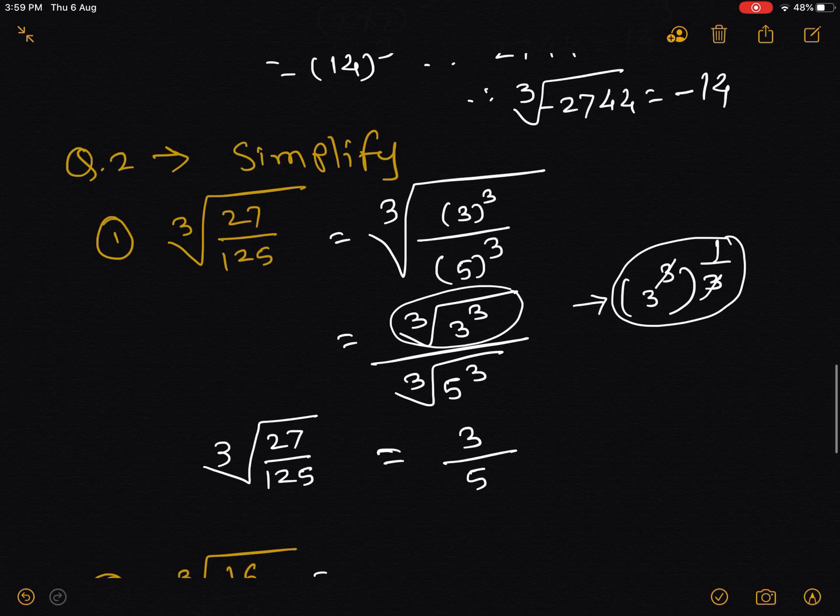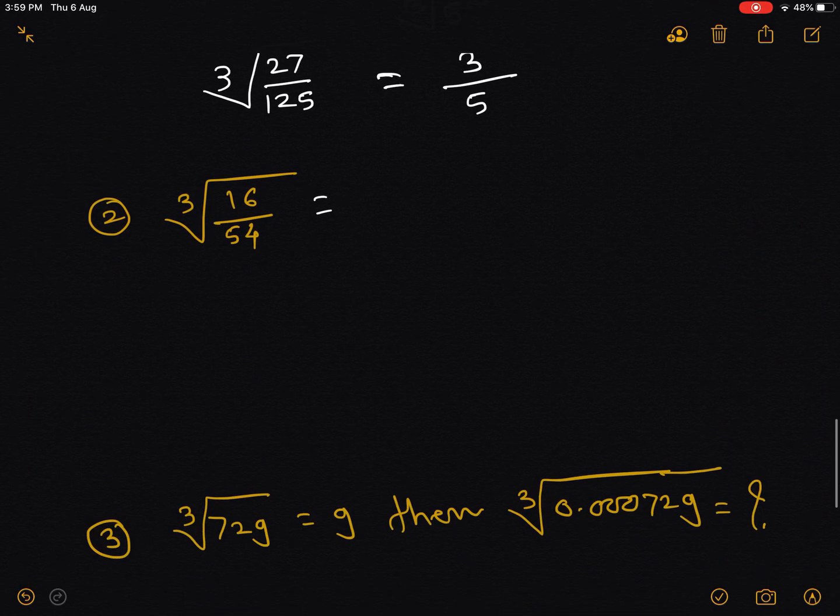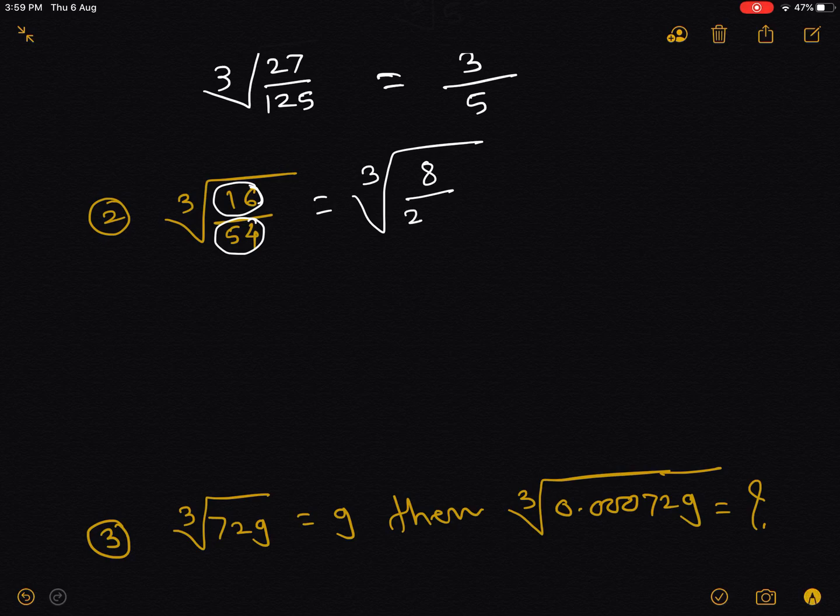Cube root of 16 upon 54. Now in the previous example, 27 is a perfect cube, 125 is also a perfect cube. Now see, 16 is not a perfect cube and 54 is also not a perfect cube. Then we simplify this, dividing numerator and denominator by 2. Then cube root of, we divide this 16 by 2, we get here 8, and dividing 54 by 2, we get 27.